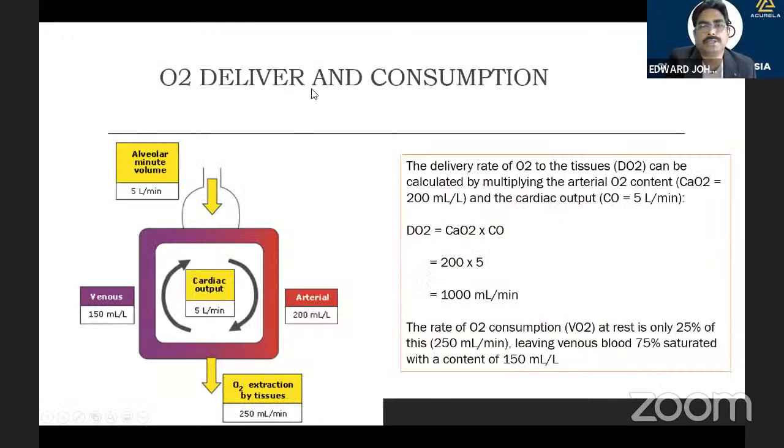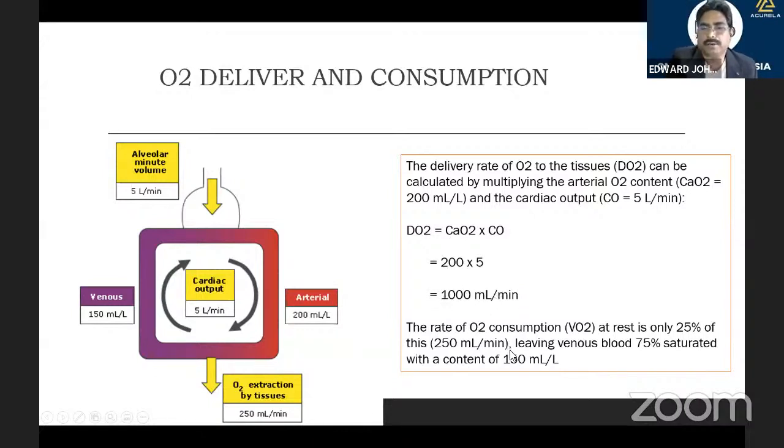So coming to the oxygen delivery and consumption, this is more important. The oxygen delivery is calculated by the oxygen content times your cardiac output. The oxygen content is 20 ml for 100 ml of blood, so for 1 liter, it is 200 ml. Your cardiac output is 5 liters, so it comes to around 1000 ml per minute of oxygen delivery.